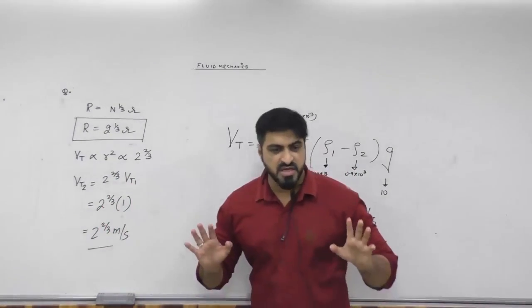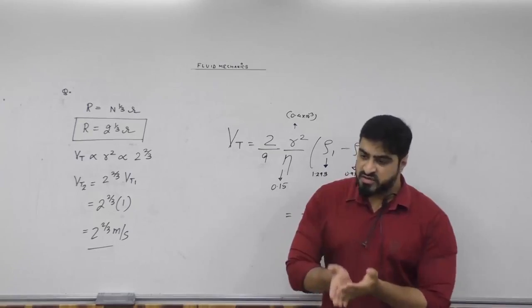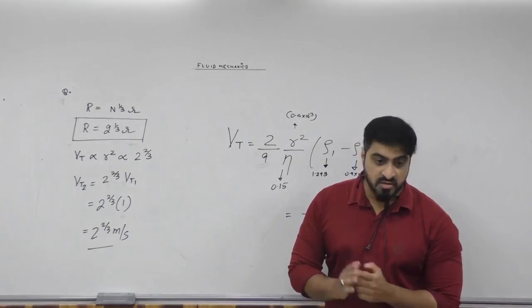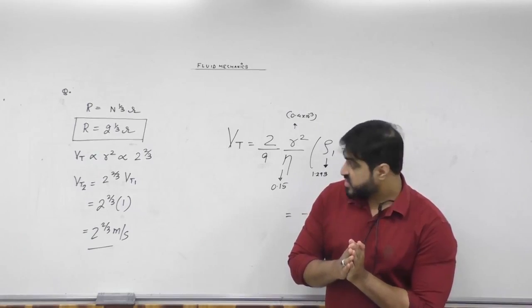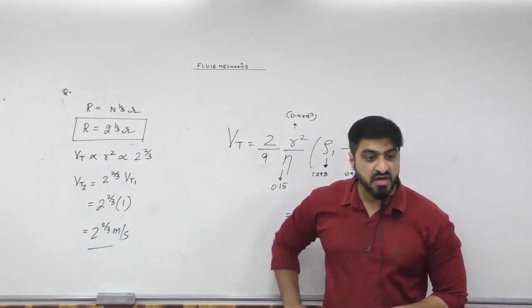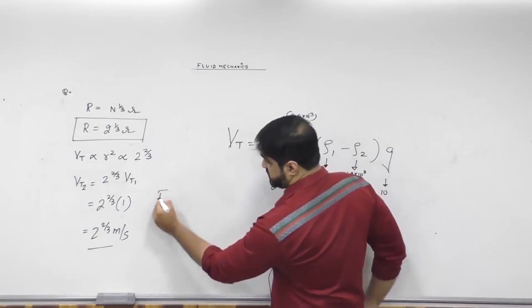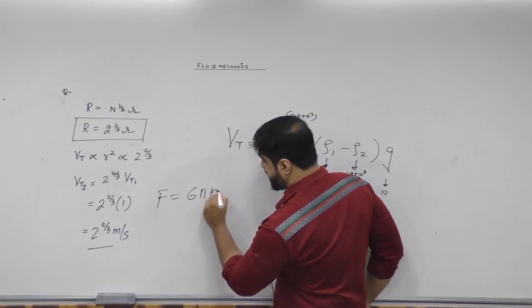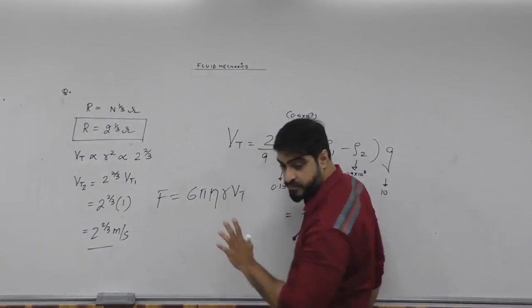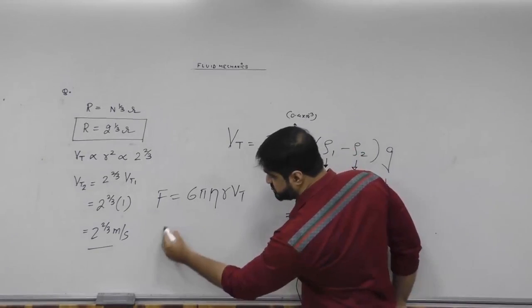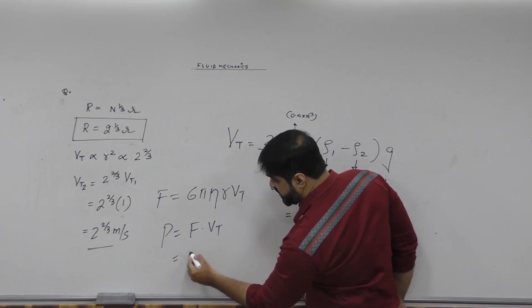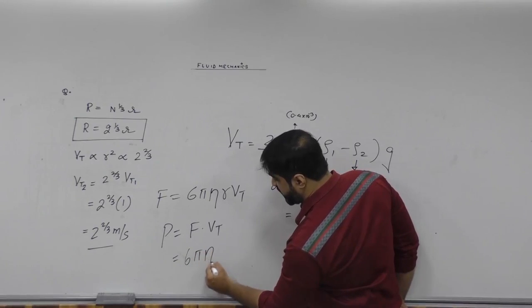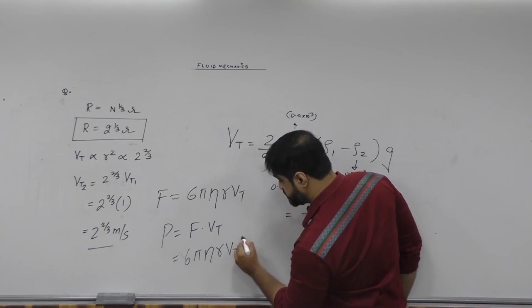ठीक है? देखिए इधर. अच्छा, कौन से वेलोसिटी पे पूछा है क्वेश्चन? टर्मिनल पे. तो वेलोसिटी विल बी टर्मिनल. F क्या रहेगा? F we have ना, स्टोक्स लॉ, 6 pi eta r vt. Power will become F into vt. So it will be 6 pi eta r vt square.